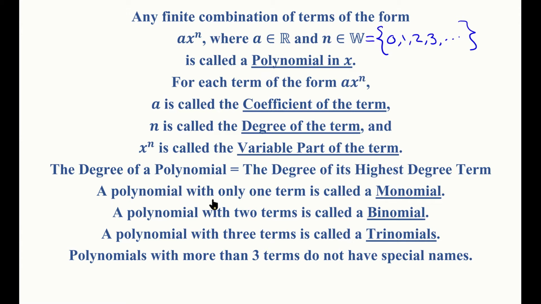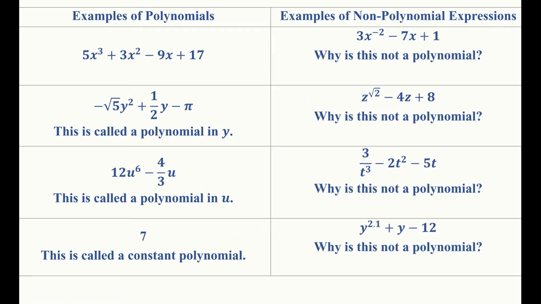Now, if a polynomial does indeed just have one term, we call it a monomial. If it has two terms, we call it a binomial. And if it has three terms, we call it a trinomial. If it has more than three terms, we don't have special names for it. We'll just say a polynomial with 5 terms, a polynomial with 10 terms, etc. So no special names for those polynomials that have more than 3 terms. To get a better feel for it, let's look at some examples.